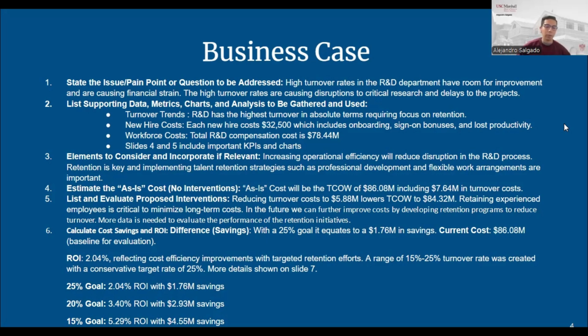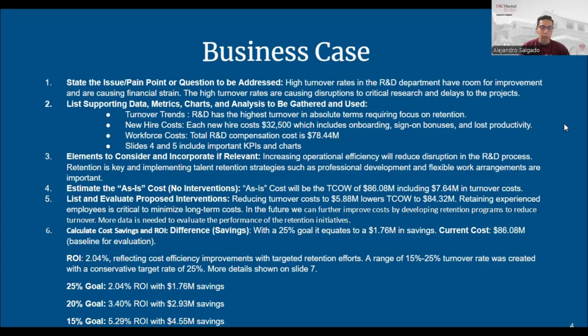The fifth element we found is proposing the interventions. By reducing the turnover costs by $5.88 million, that's going to reduce the TCOW to $84.32 million. And that's going to include possibly retaining employees, because it's going to minimize the overall long-term costs.